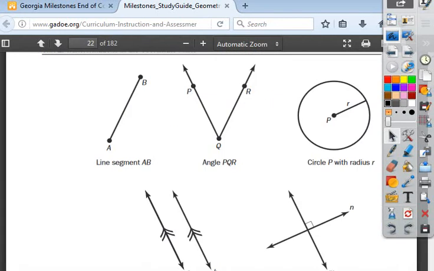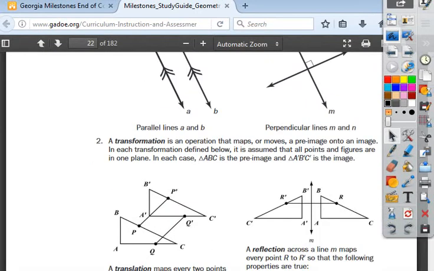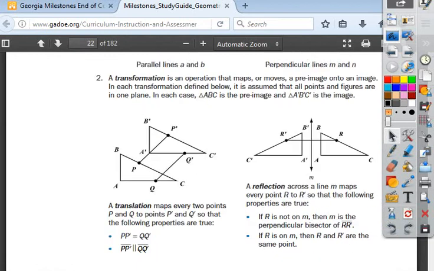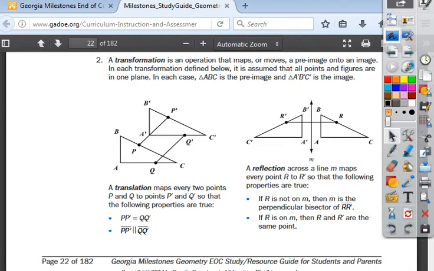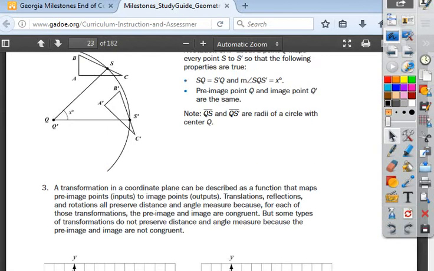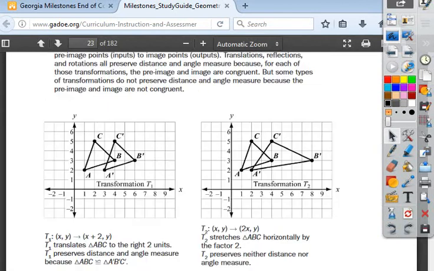All right, make sure we understand what a line segment, an angle, circle, parallel, perpendicular, all that stuff. Remember on transformations, a translation is when we slide it. A reflection is when it flips. Rotation is when it turns. They're going to ask you some stuff like, what is the transformation? Like on this first one right here. Which one is the original and which one is the image and which one is the pre-image? The one without the prime.